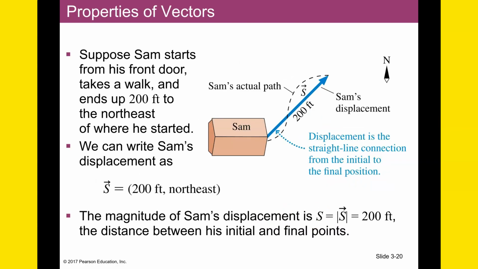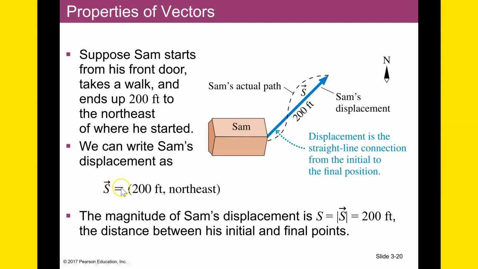Suppose Sam starts from his front door, takes a walk, and ends up 200 feet to the northeast of where he started. Sam takes this walk, meanders a little bit, but ends up right here. Sam's displacement vector is this blue line right here, simply putting the tail where he started and the head where he ended up. This is called Sam's displacement vector, the geometrical representation.